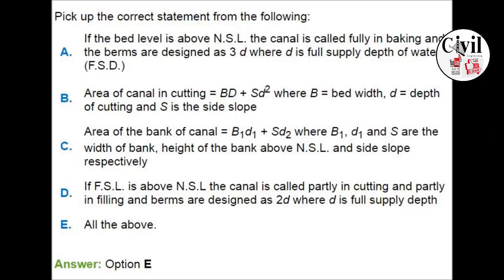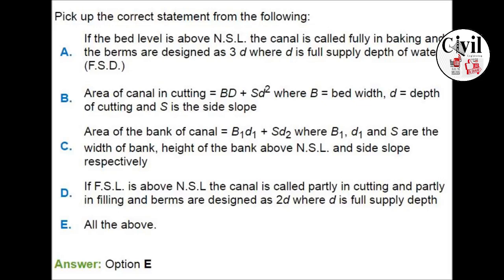So in our case, if the bed level is above the natural surface level, the canal is called fully in banking, and the berms are designed at 3D, where D is the full supply depth of water. Area of canal in cutting is equal to BD plus SD square, where B is the bed width, D is the depth of the cutting, and S is the side slope. And also the area of the bank of the canal is B1 D1 plus S D1, where B1, D1 and S are the width of the bank, height of the bank above natural surface level, and the side slope respectively.